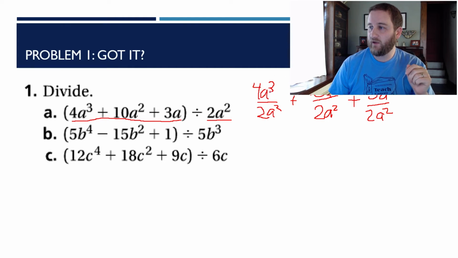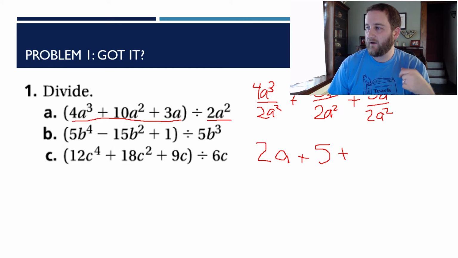A cubed over a squared is just going to be a to the first, and then 4 divided by 2 is 2. So we're going to start off with 2a here. Over on this next one, we've got 10 divided by 2, which is 5. A squared divided by a squared is 1. Those cancel out, so we just have 2a plus 5 so far.